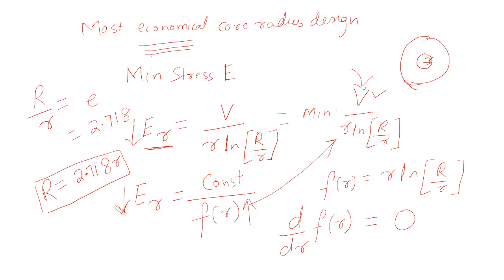So if you want to design the economic core radius, try to use that the sheath radius must be 0.368 times of R. So this is one of the most important relations. You find out, you do it yourself. I will ask this in the exam. Prove it. That's why I have left it for you.